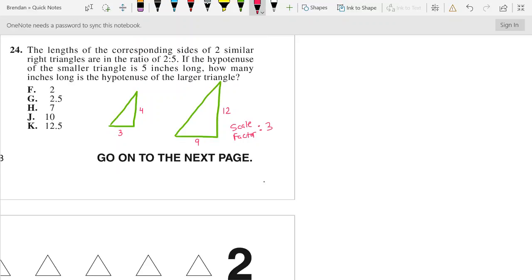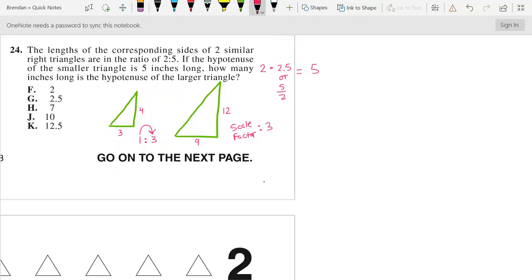In our case, though, it says there's a ratio of 2 to 5. In this case, the ratio was 1 to 3, as in, you need to multiply by 3 to make the smaller side equal the bigger side. So if it's a ratio of 2 to 5, you would have to multiply by 2.5, or 5 over 2, to equal 5. That means that there's a scale factor of 2.5.